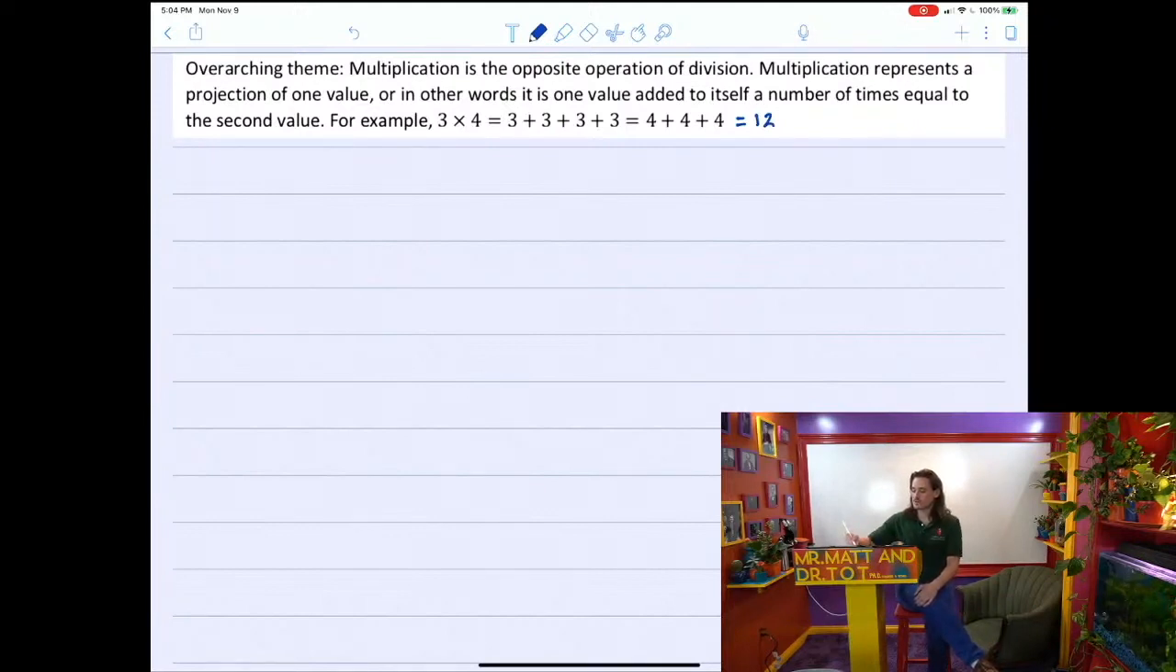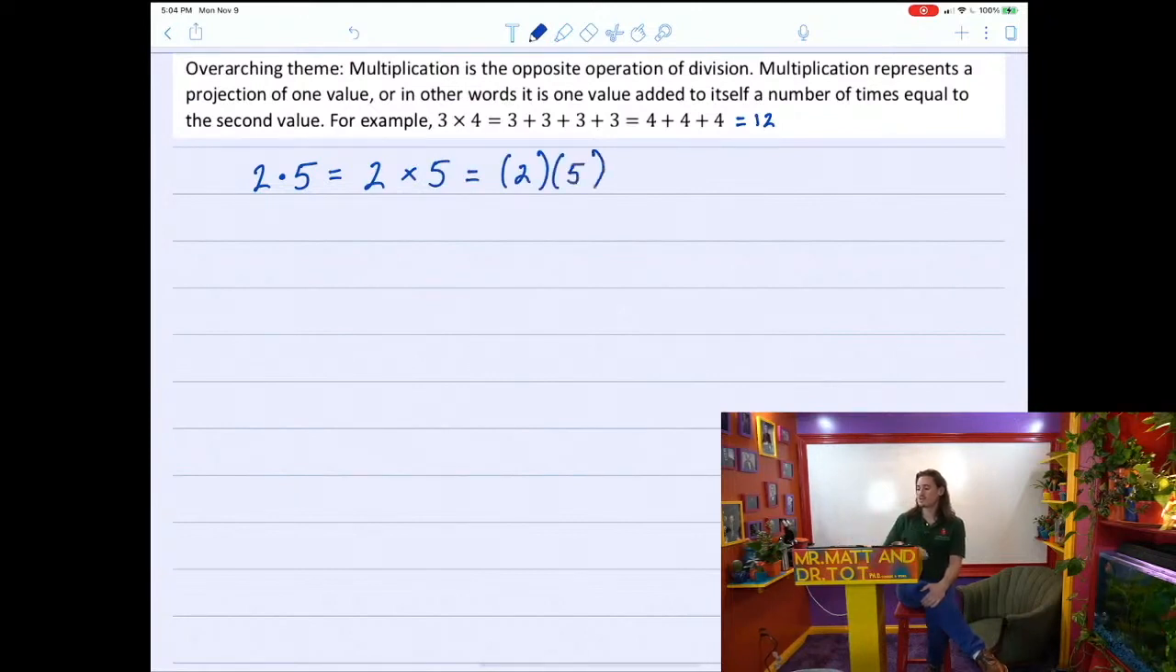We could think of some other values here, for example, 2 times 5, and also just some symbolism. Multiplication can be represented a few different ways. We can use a dot, we could use an X, and we can also use parentheses. So notice that all three of these guys are exactly the same thing. To think about this on a number line, let me take a number line up through 10.